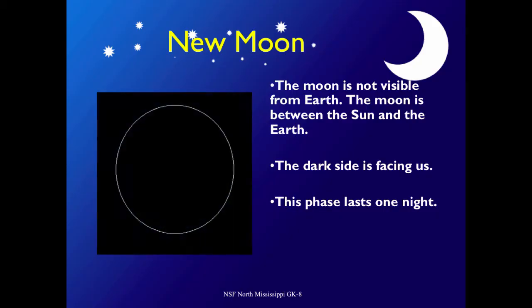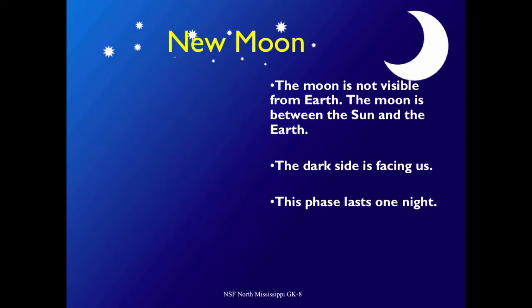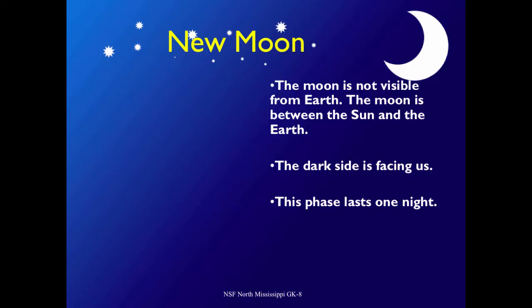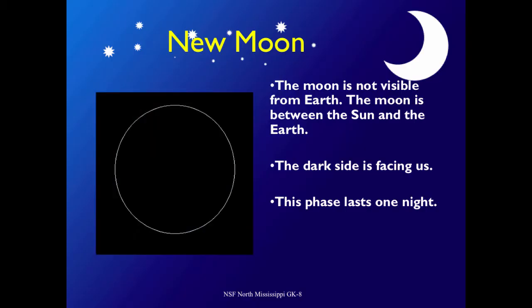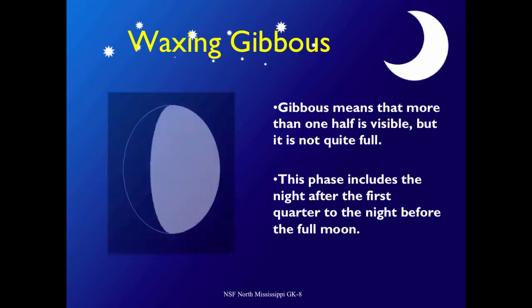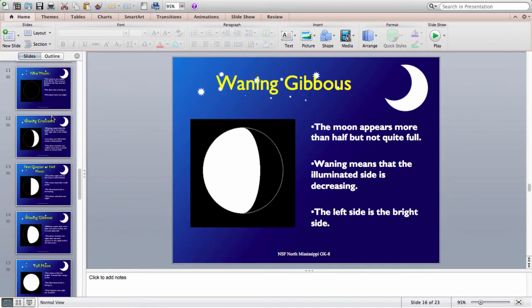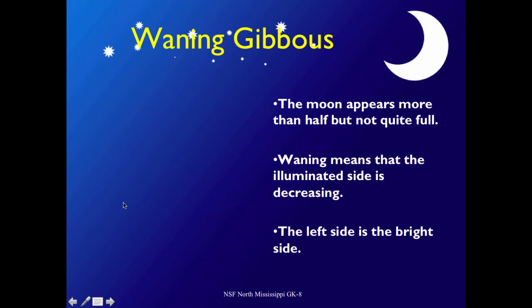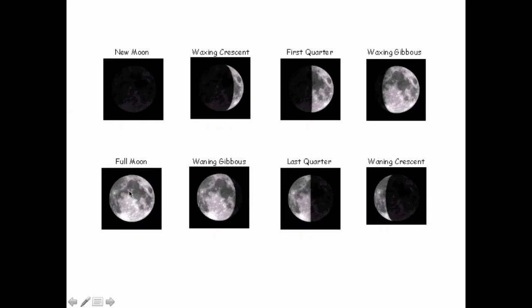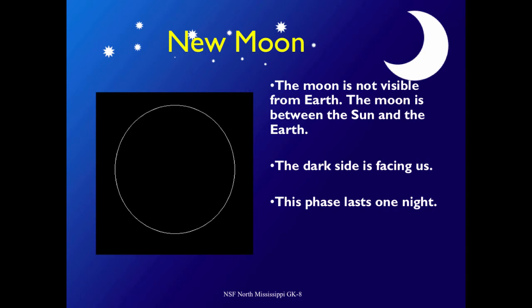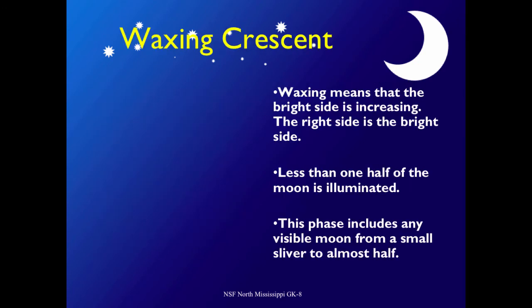So we have our new moon. Next to your new moon, I want you to draw a black circle, just colored in, because you don't see any light during this time.